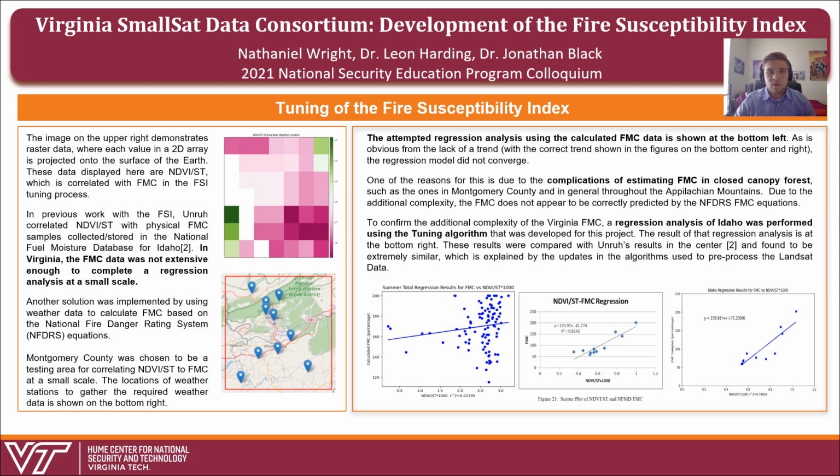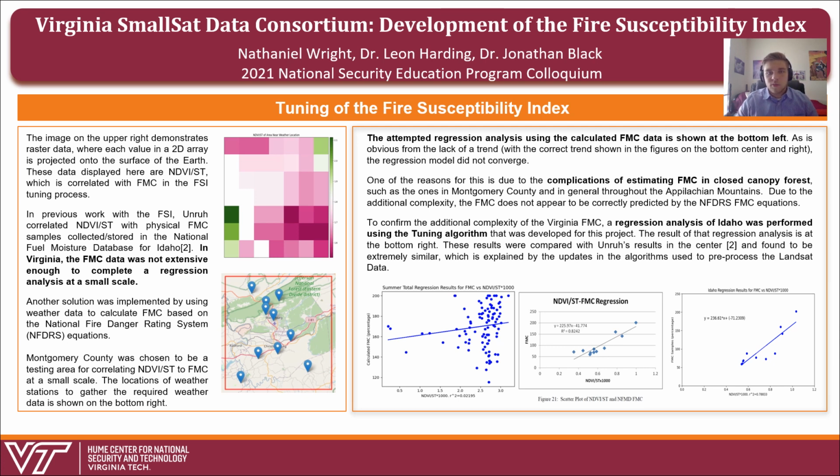To confirm the additional complexity of Virginia fuel moisture content, a regression analysis of Idaho was performed using the tuning algorithm that was developed for this project. The results of that regression analysis are at the bottom right. These results were compared with Jolly's results in the center and found to be extremely similar, and any differences are explained by the updates in the algorithms used to pre-process the Landsat data.